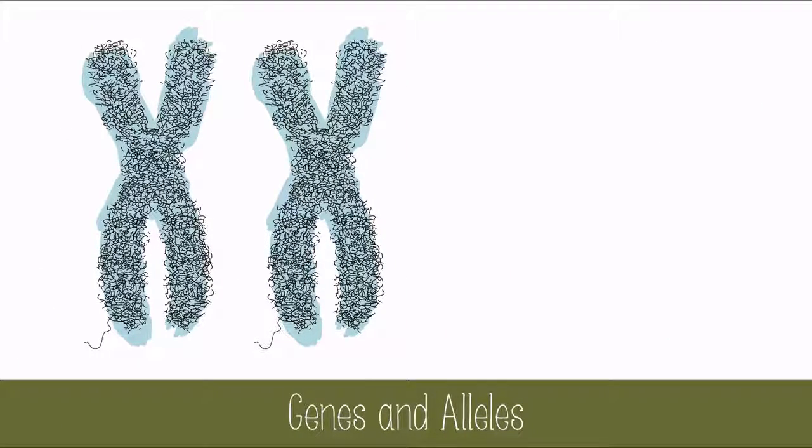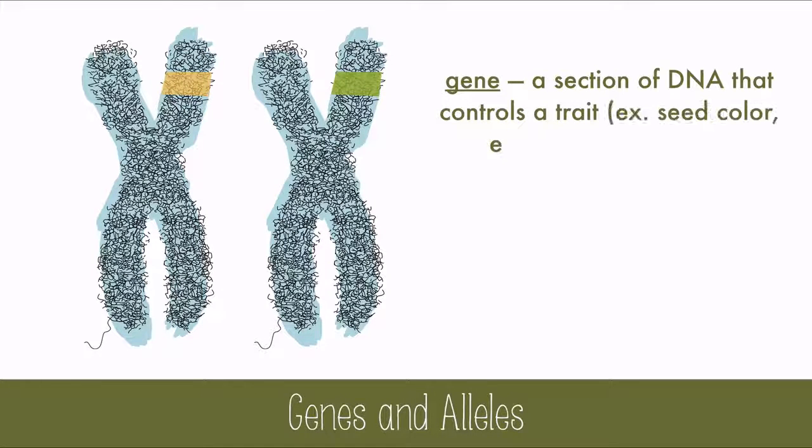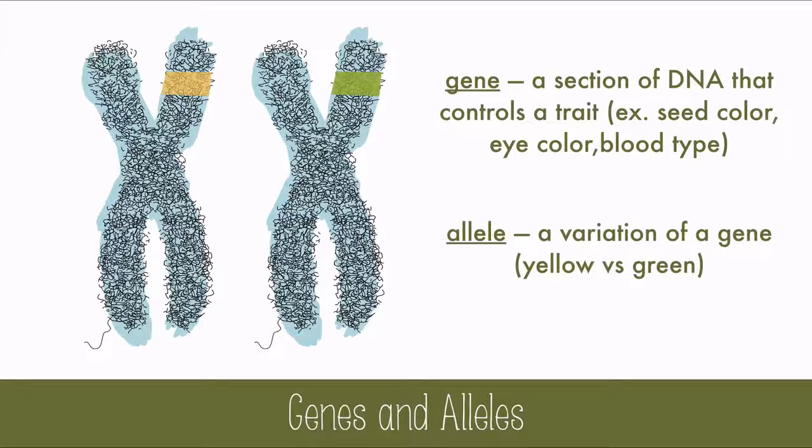If you could look at the chromosomes in the pea plants, you would find the gene for seed color. A gene is a section of DNA that controls a trait. The different seed colors have different alleles, which are variations of a gene, like green or yellow. Allele is a fun word to say, and it's actually even more fun to write in cursive, but you can try that next time you're bored.